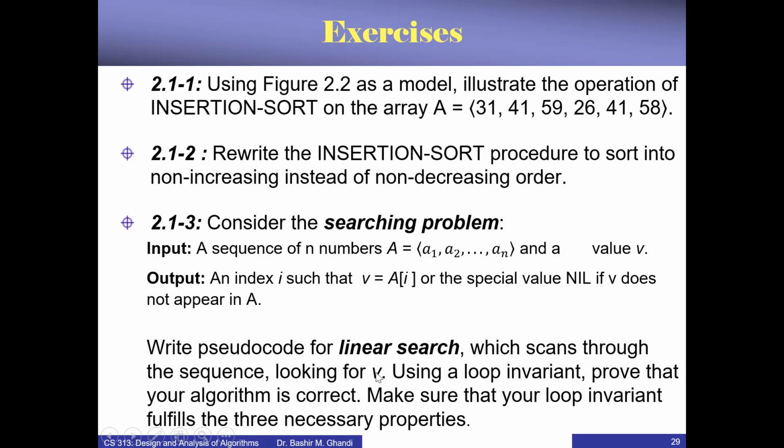So this is the first part. The second part says using a loop invariant, prove that your algorithm is actually correct. And then finally, make sure that your loop invariant fulfills the three necessary properties. So actually it's related to the second part. Proving an algorithm is correct using loop invariant, you have to show that the initialization is true, maintenance is true, and the termination is also true. So these are the exercises under section 2.1.